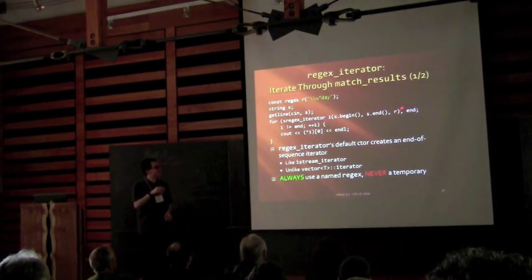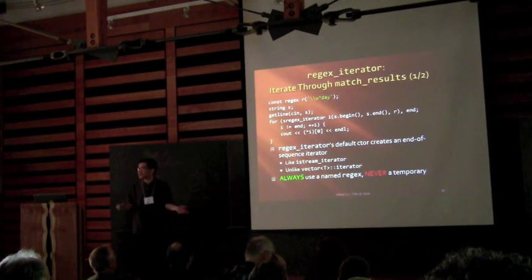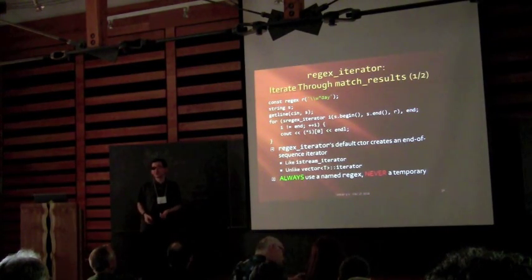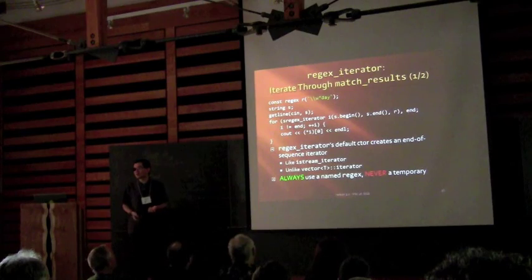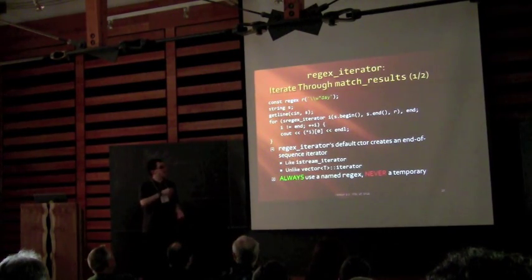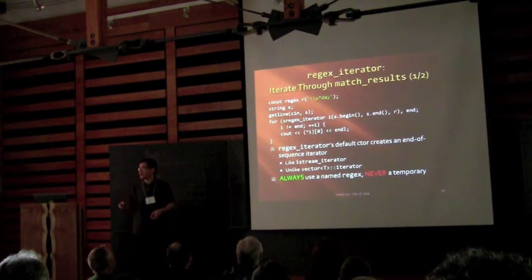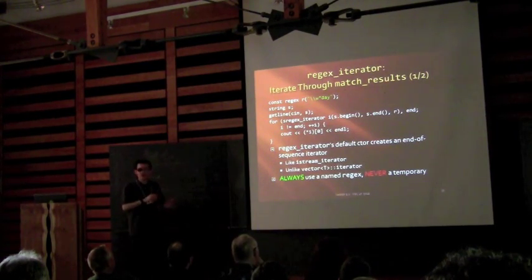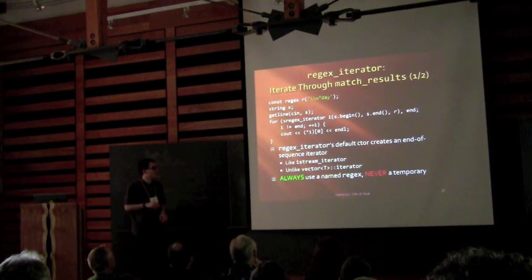So this end here, this is default constructed, but that's OK. Because just like ostream iterator, a default constructed regex iterator just knows it's the end. It's not pointing to anything in particular, because until we actually loop through the string, we don't know how many occurrences there are. So it's not horrible like it would be for vector iterator.